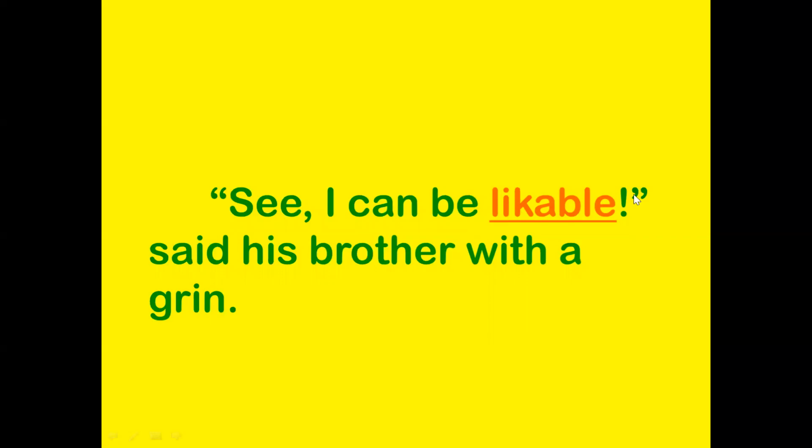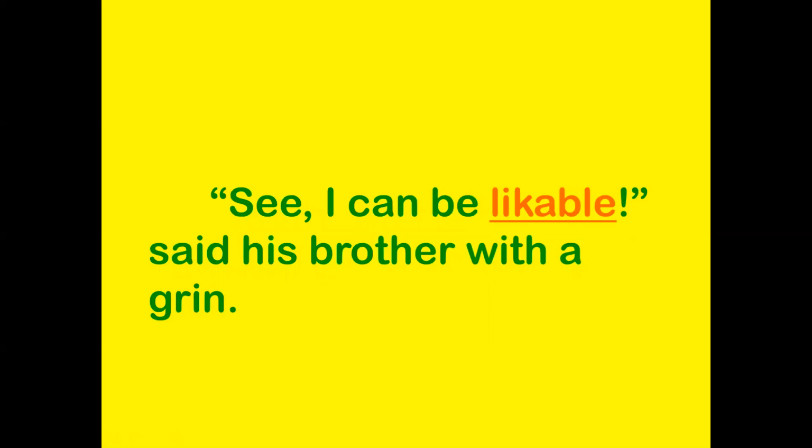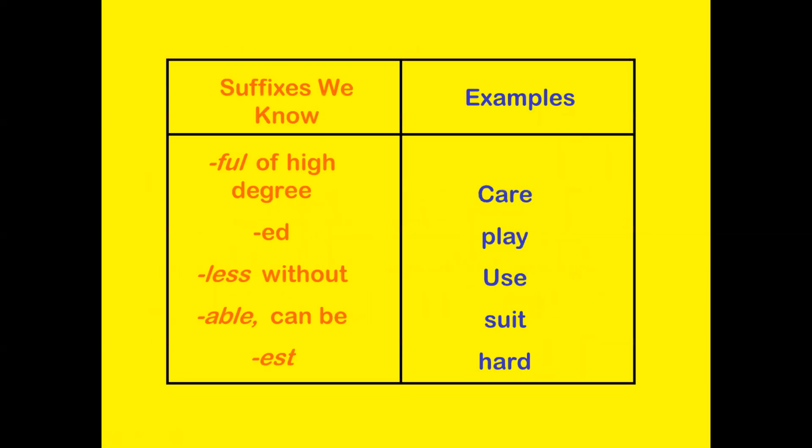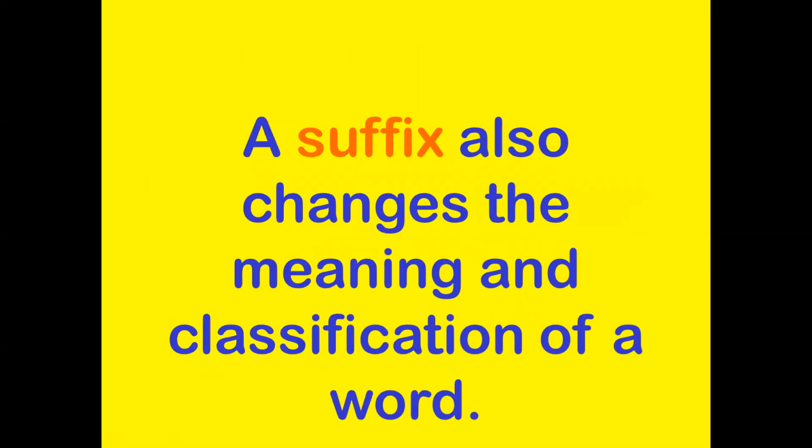I can be likable, said his brother with a grin. Now the word likable is an underlined word with a suffix at the end of the word like. Able is what? A suffix. So this is all about what we were dealing with so far about the suffix and prefix.